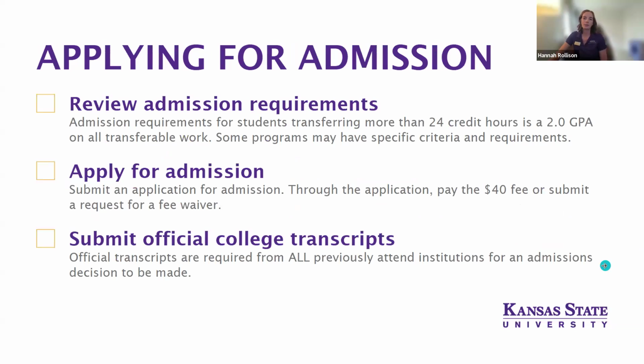Yes, so when you are applying for admission, the admission requirements that we'll be looking for from our transfer students, if you have 24 credit hours that you're transferring in, we'll just be looking for a 2.0 GPA on that transferable work. Some of our programs do have more specific criteria or requirements, but generally for most of our online programs, we're just looking for the 2.0 GPA on your credits. So that's why we need those official transcripts from you. That's what we'll be reviewing as we look at your application for admission.